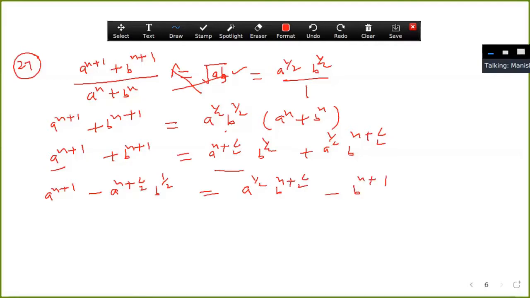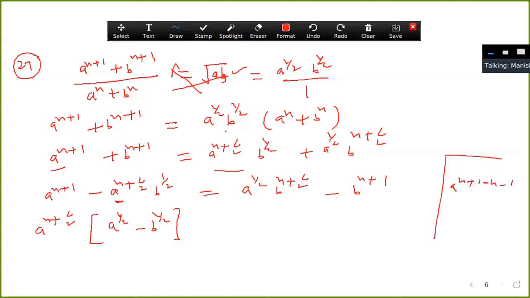Now take common. Which one is the minimum power? A to the power n plus half is the minimum of a to the power n plus 1 and a to the power n plus half. This is a to the power half minus b to the power half. How will you get it? A is having power n plus 1. When you take n plus half power common, it means minus n and minus half, you are getting a to the power half. Similarly, b to the power half. Here b to the power n plus half is common. Again, you are getting a to the power half minus b to the power half. What are you getting now?